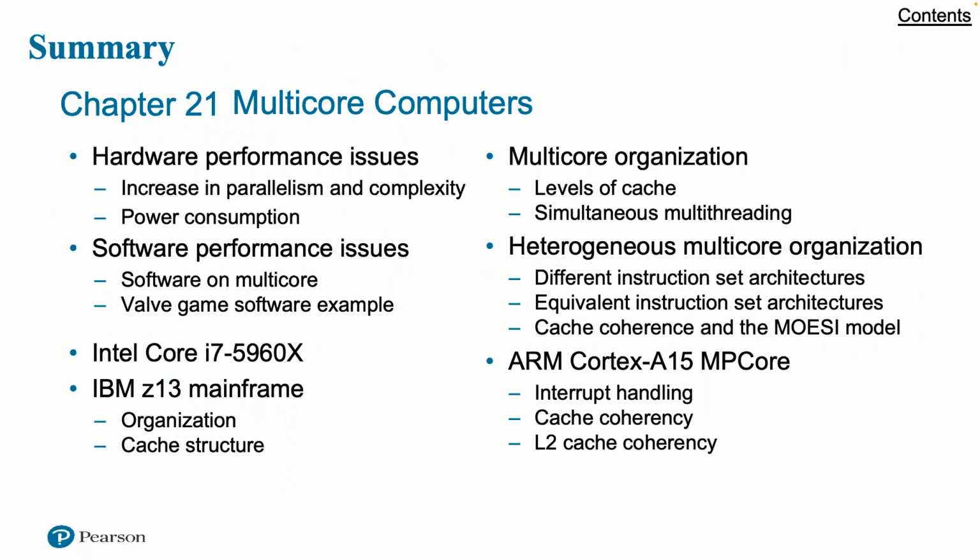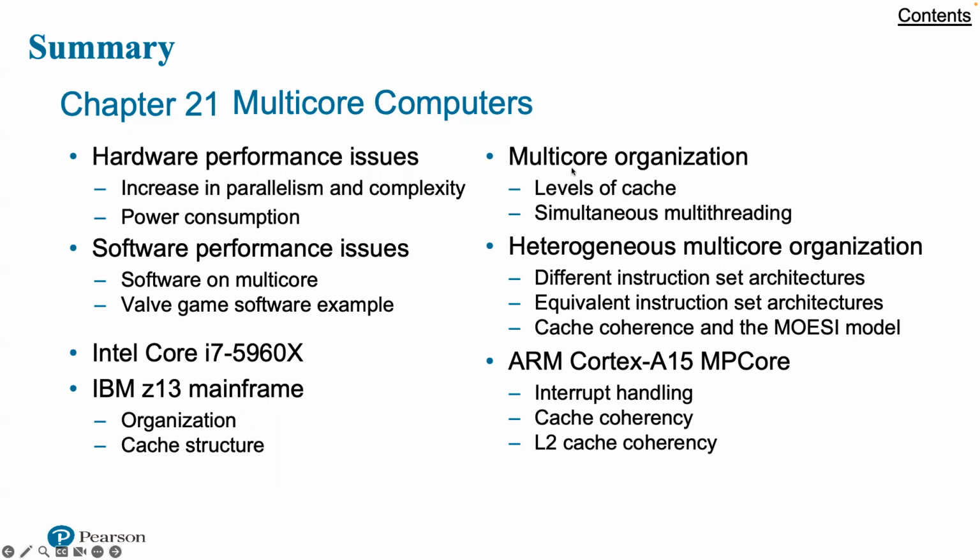So for multi-core computers, we'll be talking about hardware performance issues and the ways that we can deal with that. We'll talk about software performance issues and how doing multi-core capability can be a benefit. We'll then talk about examples of a couple of different types of processors. We'll talk about the Intel Core i7, and so we'll see how that works. We'll talk about the IBM z13 mainframe and what they do on this perspective.